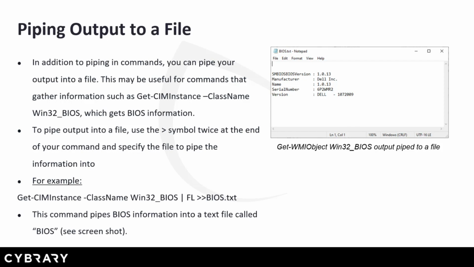That's the name of the file we're sending it to. There you can actually put an entire file path. The file does not have to be created. It will create one for you if you have not created it yet. And once that command runs, it's going to pipe that BIOS information into a text file called BIOS. And you can see there in the screenshot that it piped the output into a file for you.